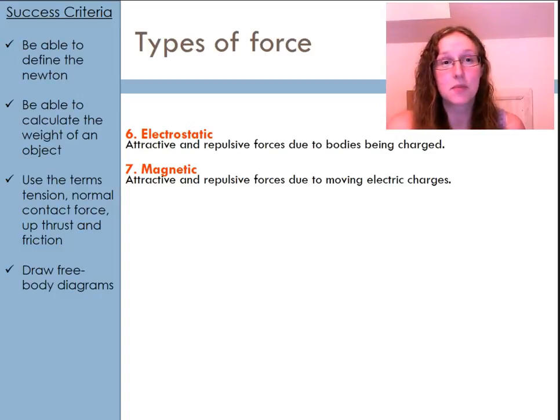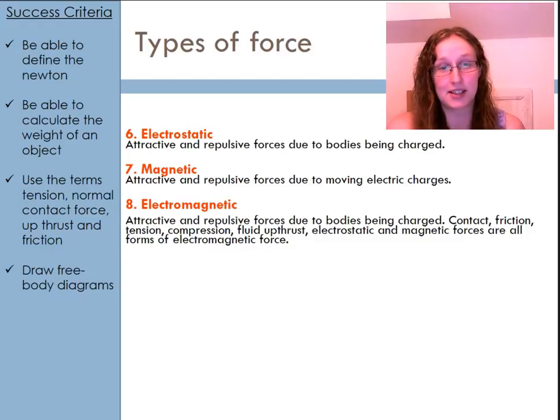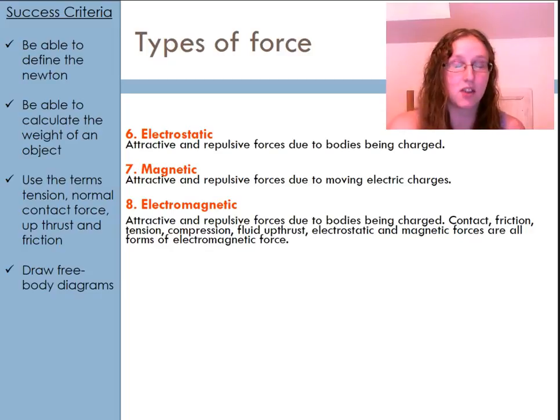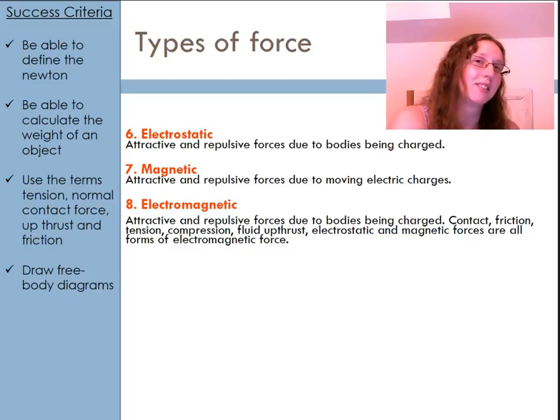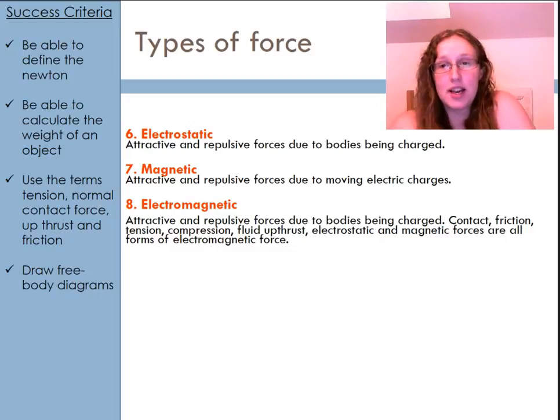Okay, so that leads us to electromagnetic. As I hinted, electrostatic and magnetic can join together, and we end up with electromagnetic. These can be both attractive and repulsive. They are due to bodies having charge, and as I intimated, contact, friction, tension, compression, fluid upthrust, electrostatic and magnetic forces are all basically just forms of electromagnetic force. They are all really the same thing, but we have different names for them just to try and keep things clear. So electromagnetic is what we call a fundamental force.